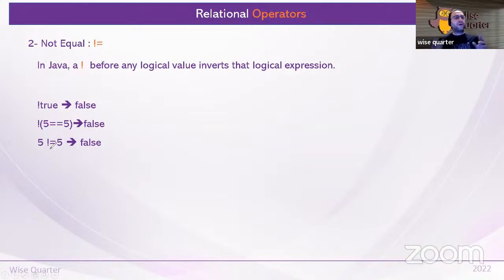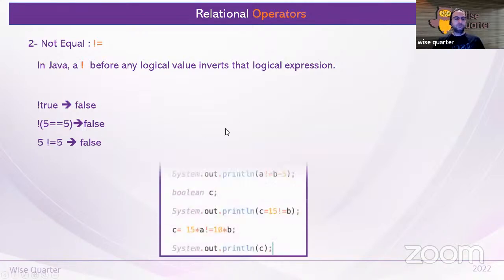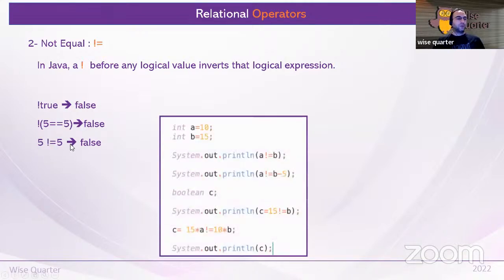When I say 5 is not equal to 5, you will say, hey, you are saying something false. So it is false, as you can see. It is not correct, right? That means it's false. Actually, 5 is equal to 5. If it was like this, it would be true.